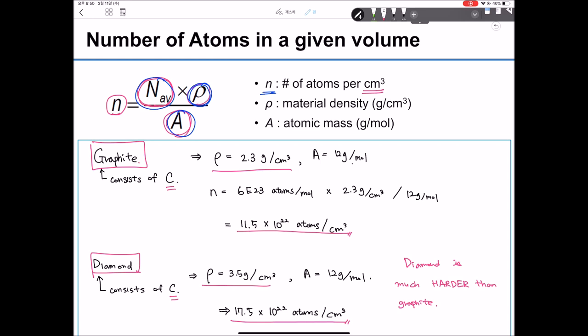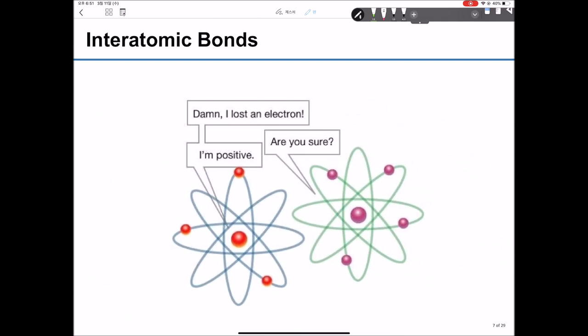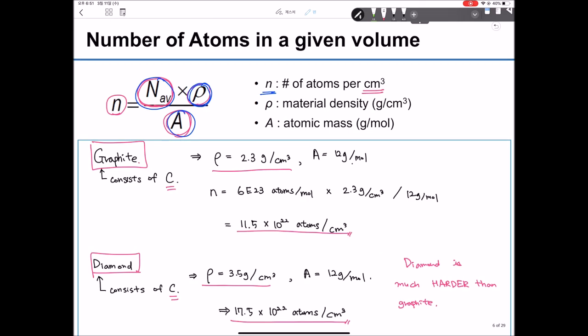Then how is that possible? Why do they have different numbers of carbon atoms in a given volume? And why is diamond much, much more expensive than graphite? That is all connected. So today's lecture is going to be the base, the starting point to all those questions. And throughout the course, hopefully before the midterm, we'll get answers to all those questions about the properties. So that was a very brief introduction to the atoms.